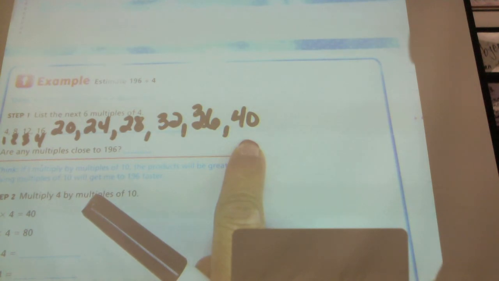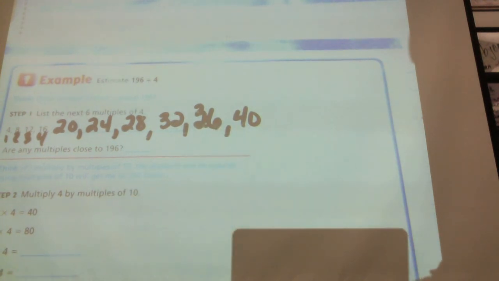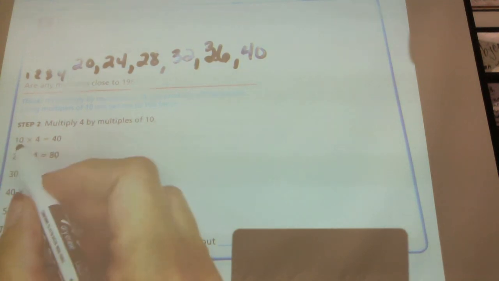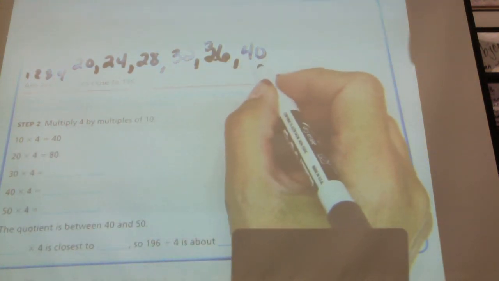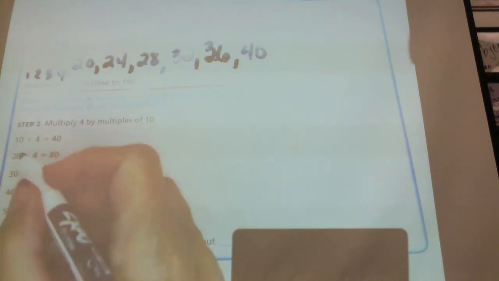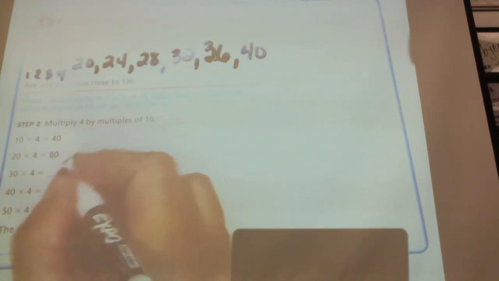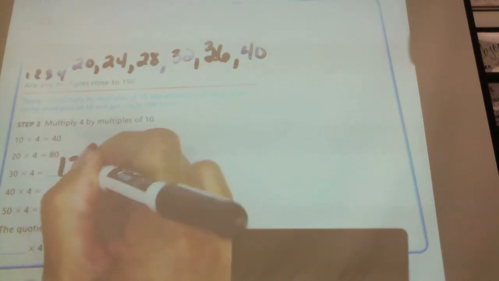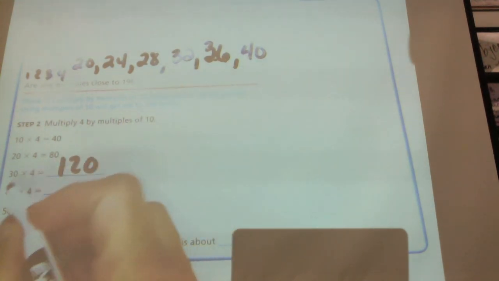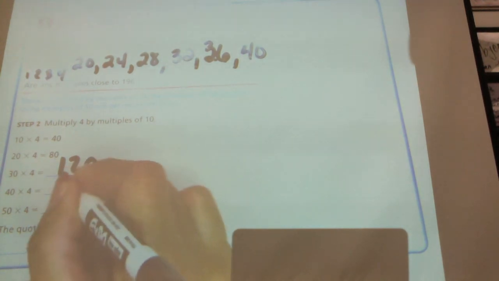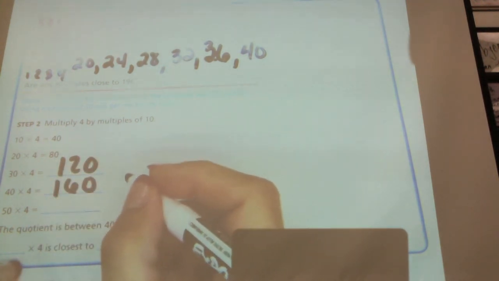So instead of counting by each one, we're going to multiply by multiples of 10 to help us get there faster. And they've started it for us down here. We already know 10 times 4 is what? 40. So 20 times 4 is? 80. 30 times 4 is? 120. Are we getting closer? Yes. What's 40 times 4? 160. Ooh, are we close? Yes. Are we there? No.